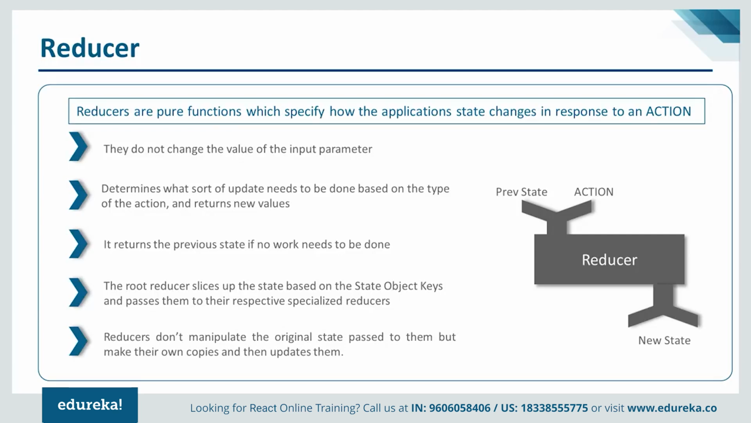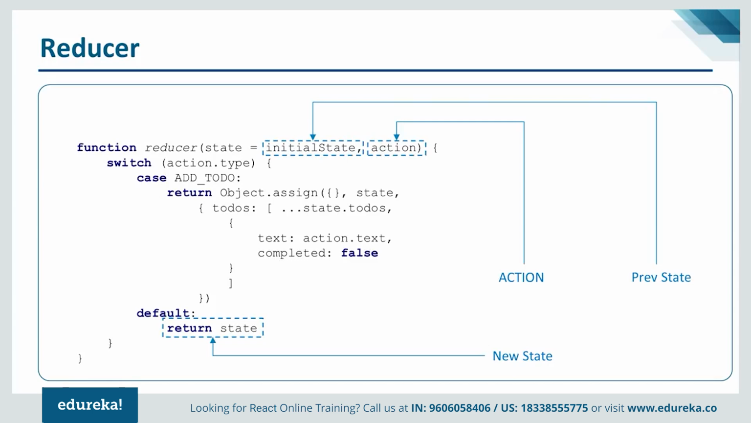This is a function reducer. This is returning some state, which will be the new state. As I said, it will always take two parameters. The reducer function will always take two parameters. Since this is a pure function, it will take two parameters. The first one will be the previous state. As you can see in this code snippet, the first one is the previous state.